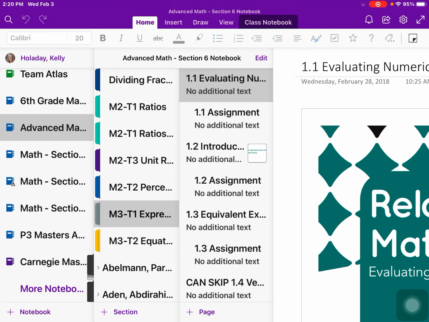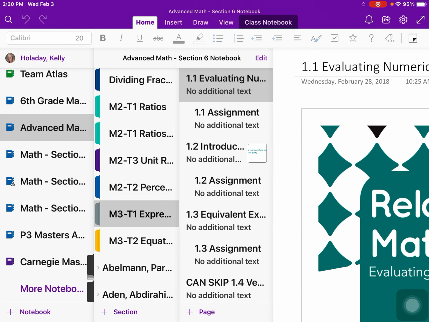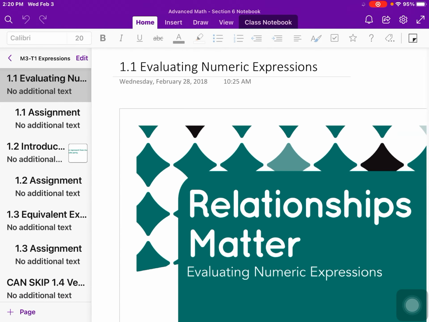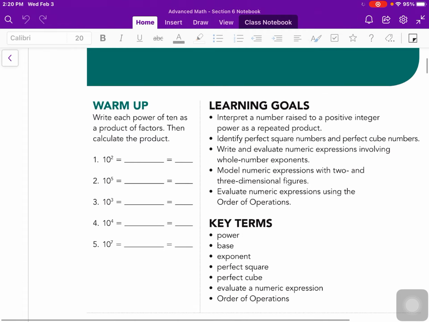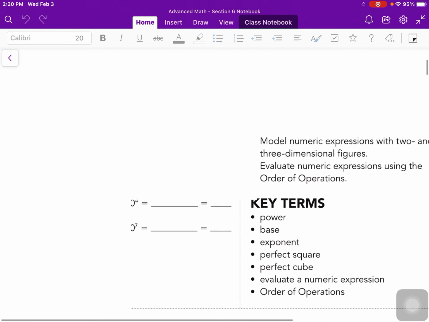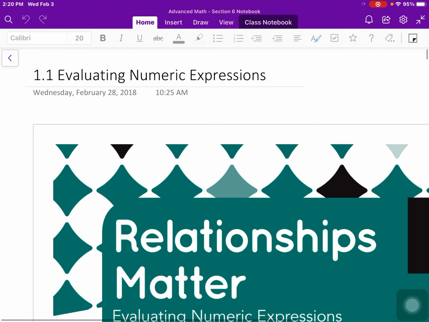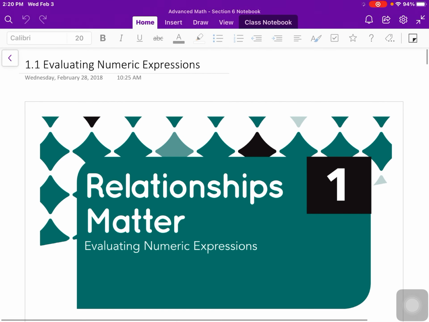So we are in the M3-T1 tab, M3-T1 expressions, which you should have. I've put that there for you. And we're on lesson 1, evaluating numeric expressions. If you're in the workbook working, you're looking for M3-7. It's the volume 2 workbook, so it's the other workbook if you want to work that way.